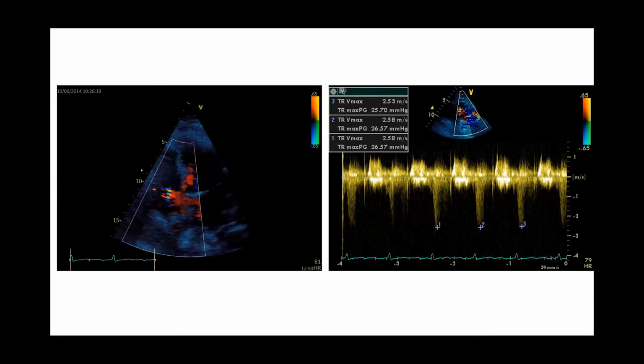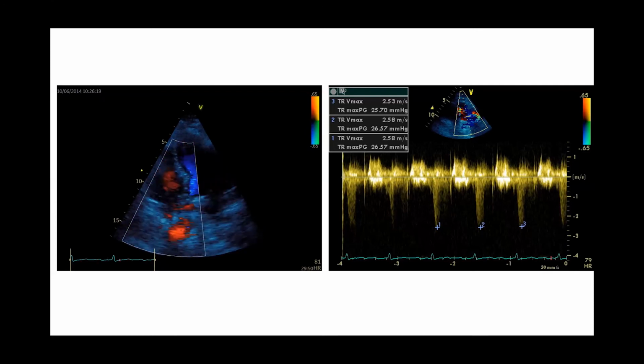So to summarize, although she's 69 years old with a history of congestive cardiac failure, I think this is rheumatic heart disease with underlying moderate mitral stenosis affecting the anterior mitral valve leaflet.